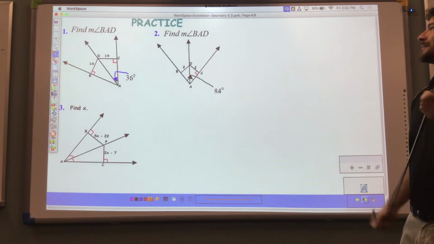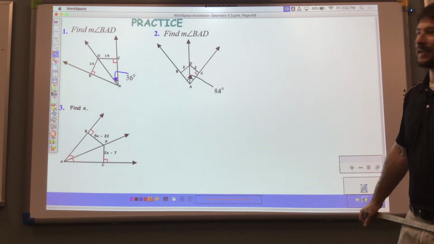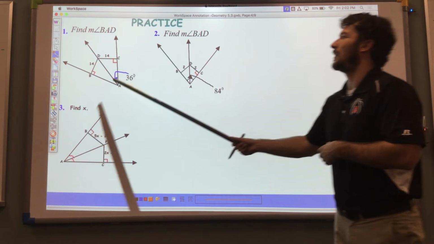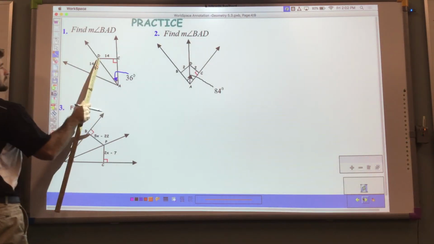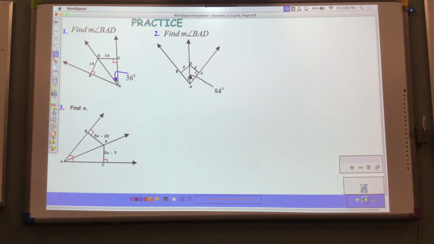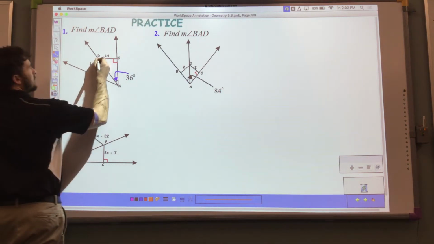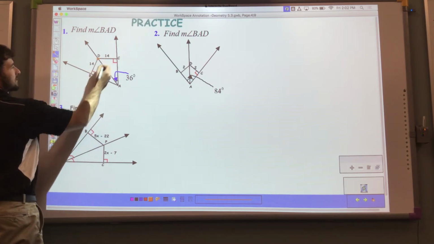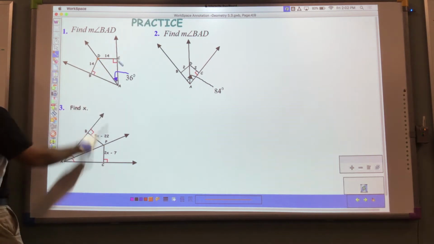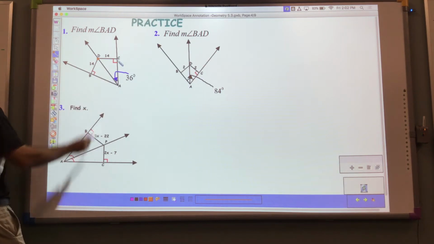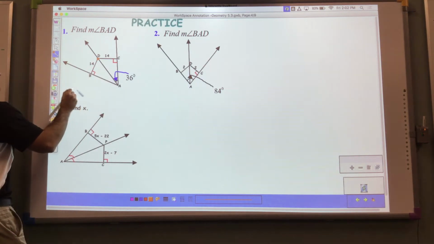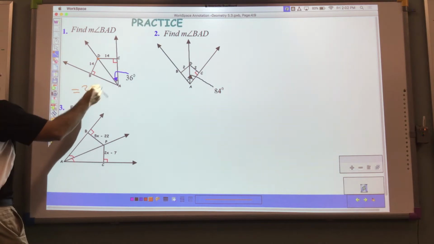So, it says find the measure of angle BAD. So here on number 1, angle BAD is right here. We want to find that measure. Well, since D is equidistant to the two sides, that means this is an angle bisector, which means if this is 36, then the measure of angle BAD is also going to be 36 degrees.